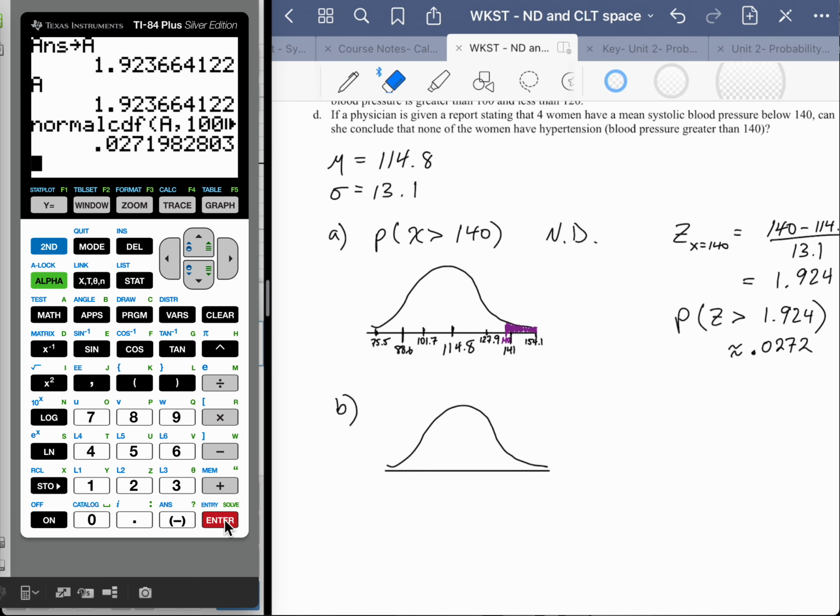But it's a small sample. So the n value is 4. That's the sample size. N is less than 30, so this is going to be a t distribution.